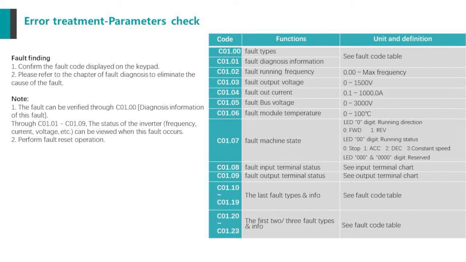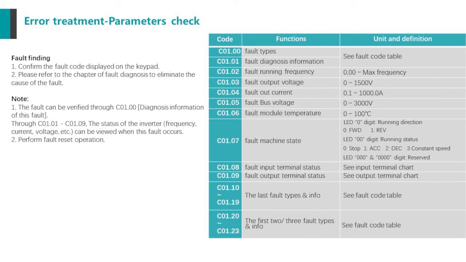According to my experience, just now I introduced lots of arrows, but some users may not be able to identify the arrow code correctly. So whenever there is a fault, you could check the fault tab and fault information in the C01 parameters. Like C01.00 is a fault tab and C01.01 is a fault diagnosis information.